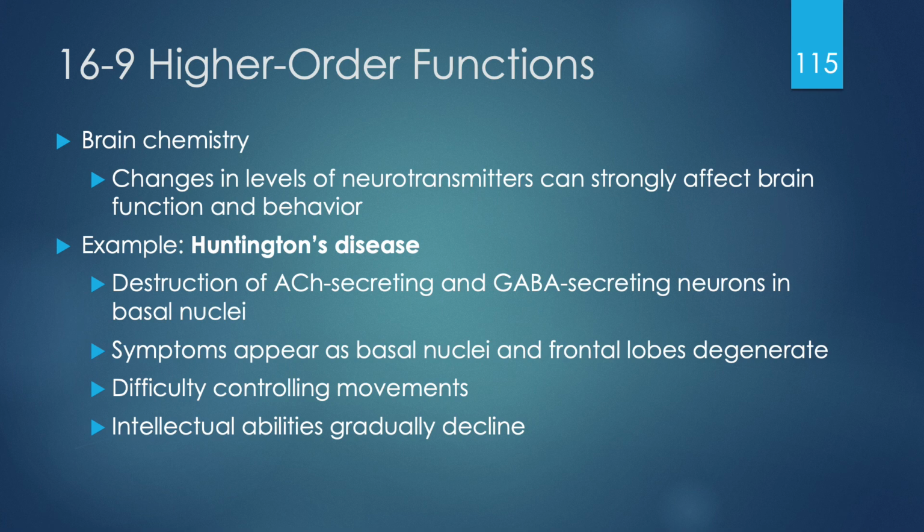So if there are changes in the levels of the neurotransmitters present in our brain, that can really affect how we function. One such example is Huntington's disease, in which case the acetylcholine secreting and GABA secreting neurons in the basal nuclei are totally destroyed. As those basal nuclei and frontal lobes degenerate, we start to see more symptoms kick in. These symptoms include difficulty controlling our movements, so we see irregular movements come up. Also, intellectual abilities will gradually decline as well.